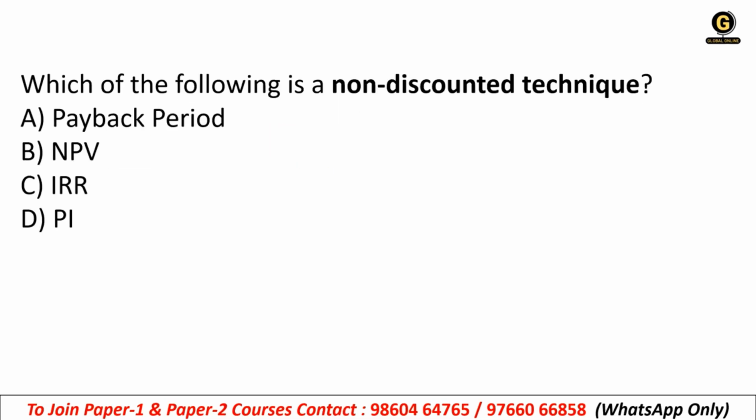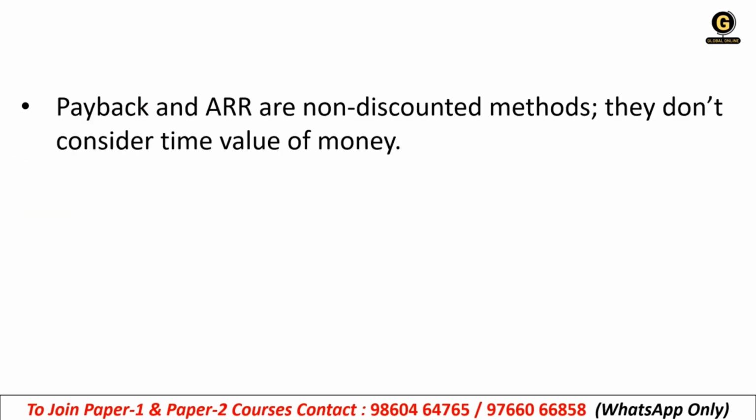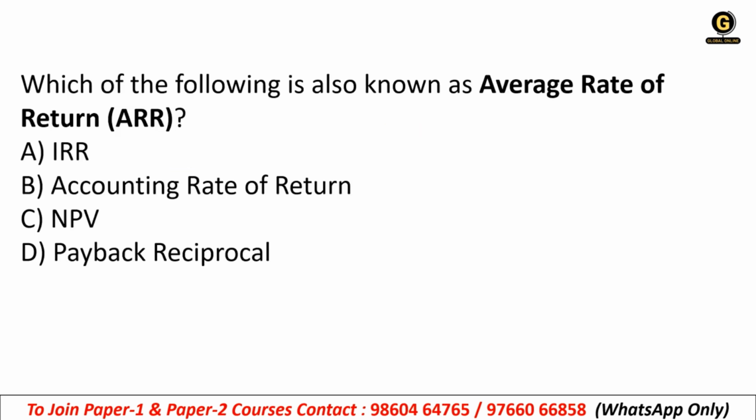Which of the following is not a discounted technique, that is, a non-discounted technique? Payback period, NPV, IRR, or PI? It is the payback period. It is a non-discounted technique. Payback and ARR are non-discounted methods. They don't consider time value of money.